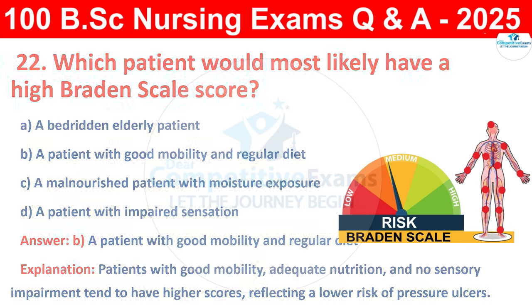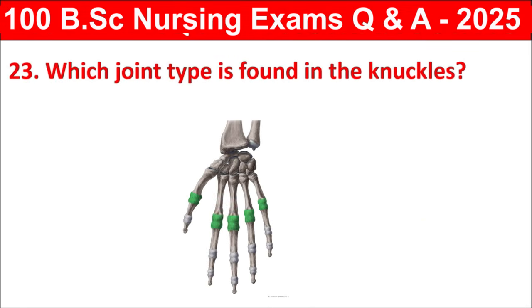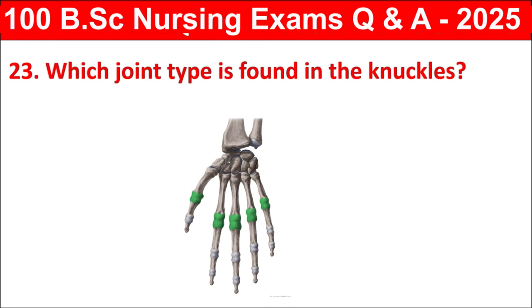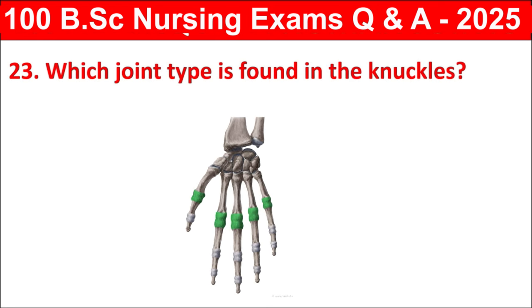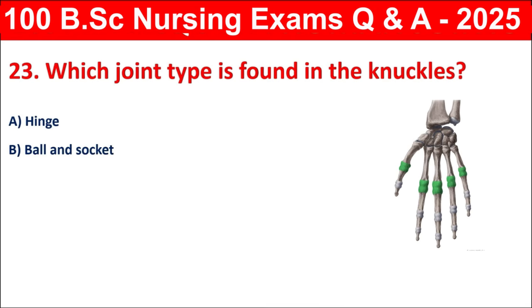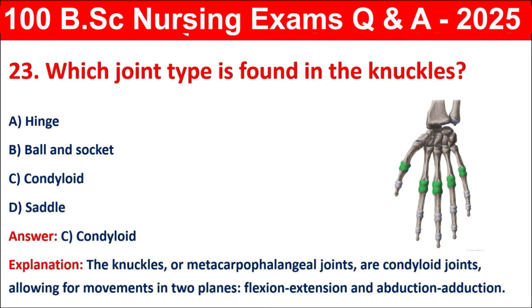Question number 23. Which joint type is found in the knuckles? Your options are hinge, ball and socket, condyloid, or saddle. The correct answer is C, that is condyloid. The knuckles, or metacarpophalangeal joints, are condyloid joints, allowing for movements in two planes: flexion and extension, and abduction and adduction.